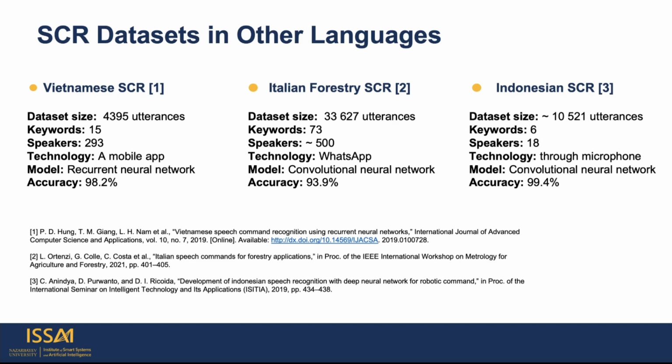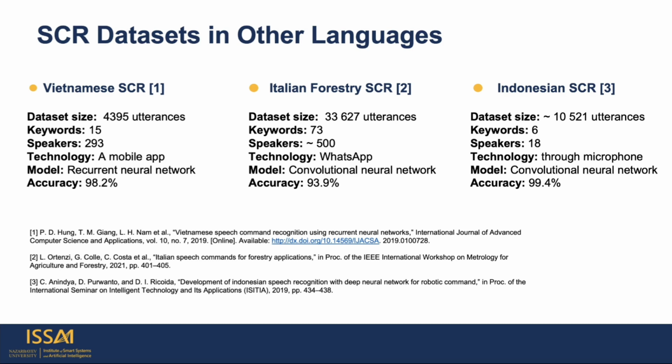However, due to the increasing need for SCR systems, several of them have emerged in various languages. For example, a Vietnamese speech command dataset consisting of 15 commands reported a recognition accuracy of 98.2% using recurrent neural networks. The dataset consists of 4,395 utterances collected from 293 speakers using a speech collection application.